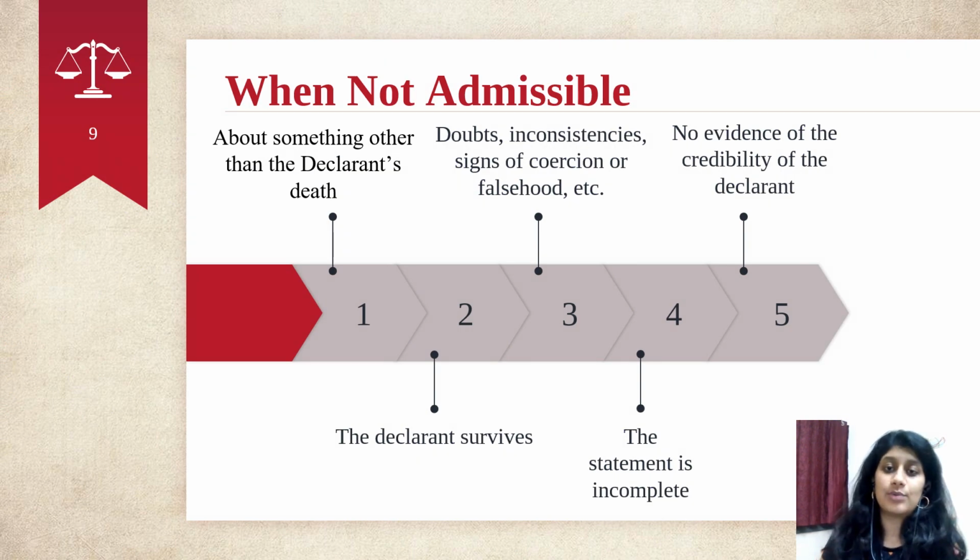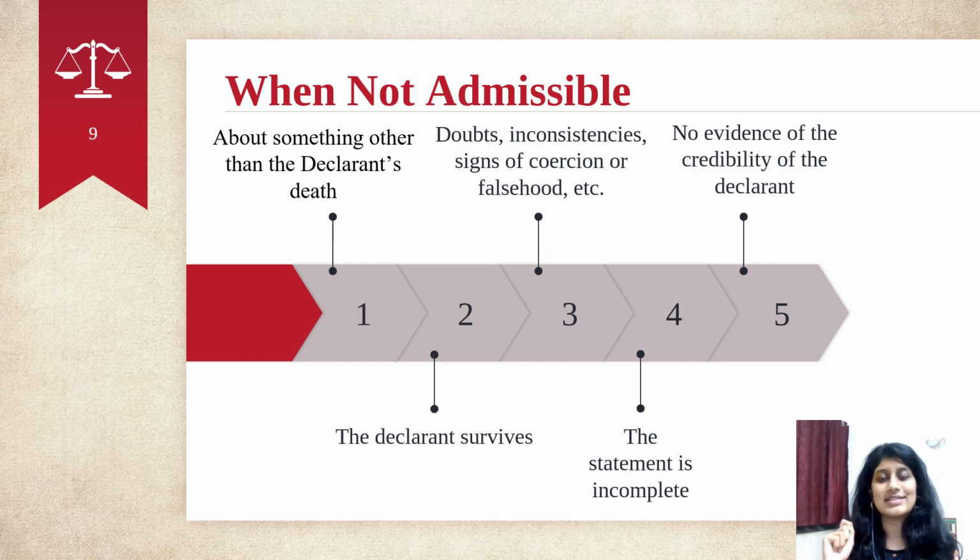Now, a great way to figure out when and where a dying declaration is admissible is to figure out when it's not admissible. So let's look at these points now. Point number 1, if the dying declaration is about something other than the declarant's own death. We've already covered this. Obviously, the statement must be made on the death of the person, or on the reasons, the causes, the circumstances surrounding that death.